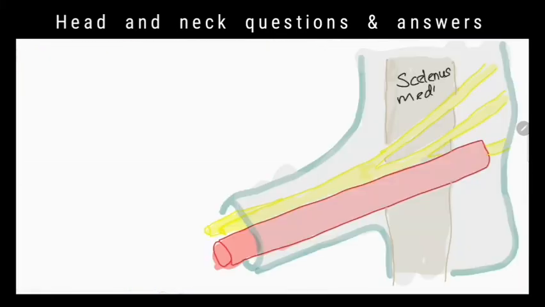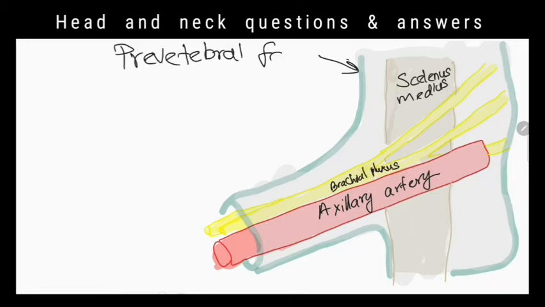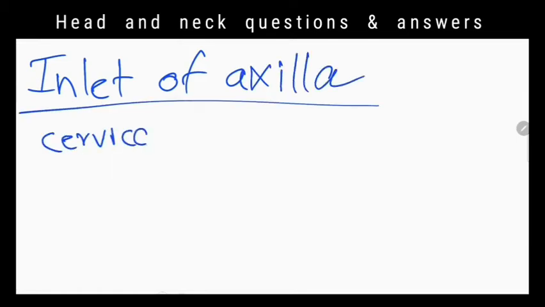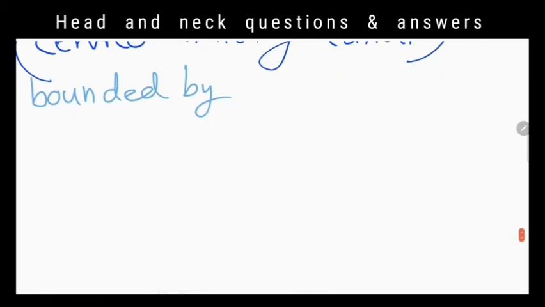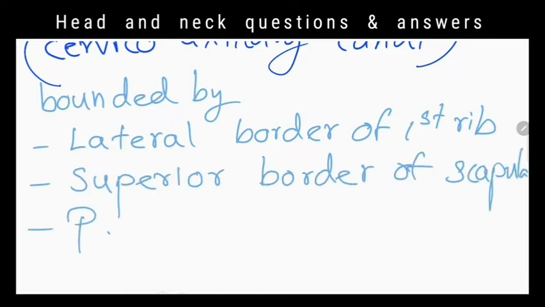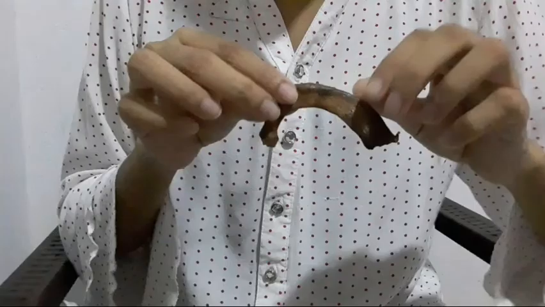What fascia continues as axillary sheath? Prevertebral fascia. What are the boundaries of axillary inlet? Lateral border of first rib, superior border of scapula, and posterior border of clavicle.